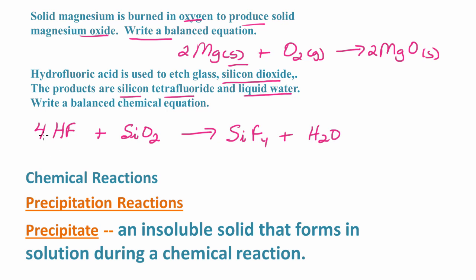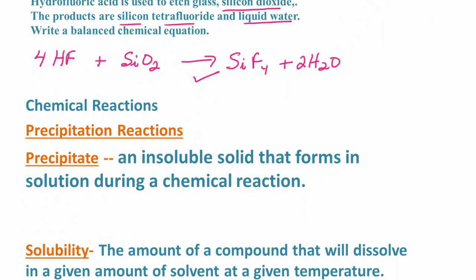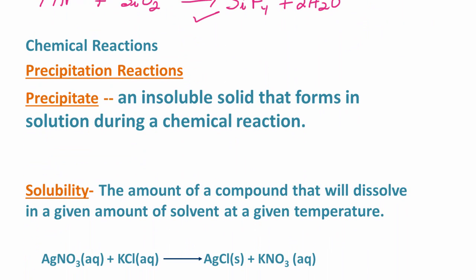And that gives me 4 hydrogens. I only have 2 here, so I'll put a 2 in front of that. And then we have 1 silicon on both sides and 2 oxygens. That is a balanced equation. Practice balancing equations. You'll see those on the exam.